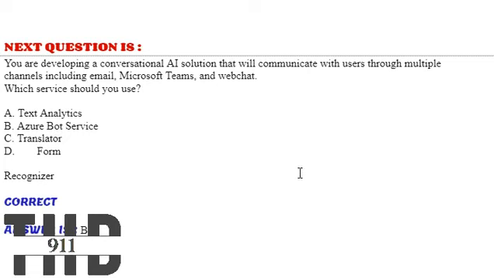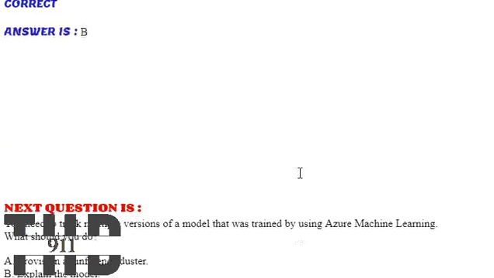Our next question. You are developing a conversational AI solution that will communicate with users through multiple channels, including email, Microsoft Teams, and web chat. Which service should you use? Option A, text analytics. Option B, Azure bot service. Option C, translator. Option D, form recognizer. The correct answer is option B. That is Azure bot service.